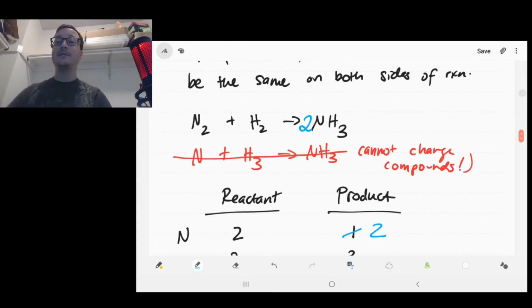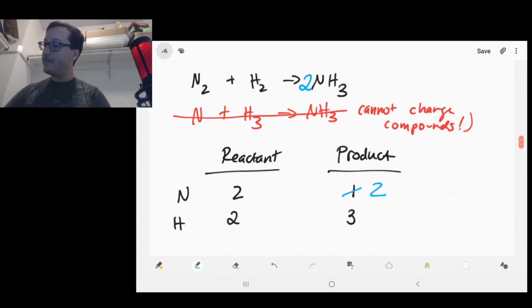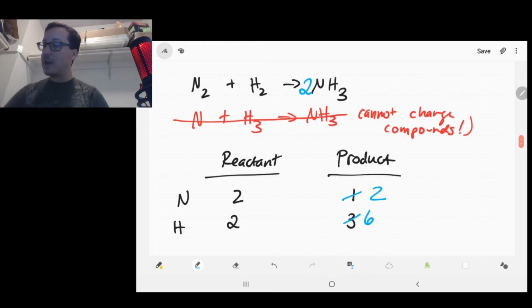And now we'll have 2 nitrogens on our product side. However, doing that has now changed the number of hydrogens that we have as well, because they're both part of that compound. Totally okay. We'll just have to fix that. So nitrogen is balanced. Let's look at hydrogen now.